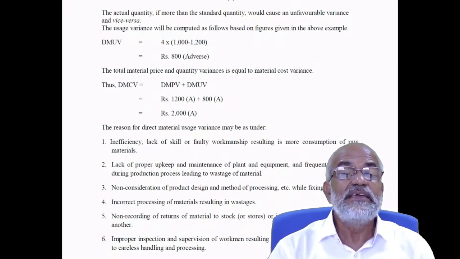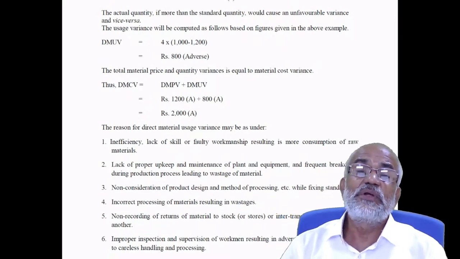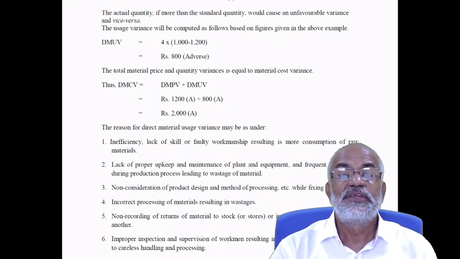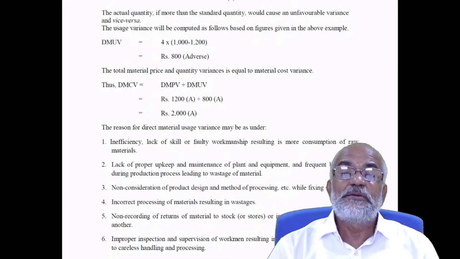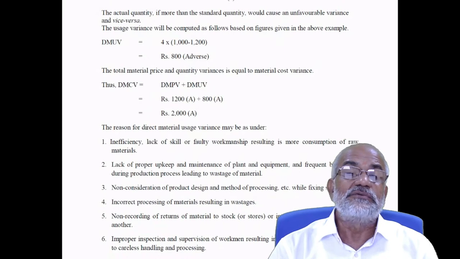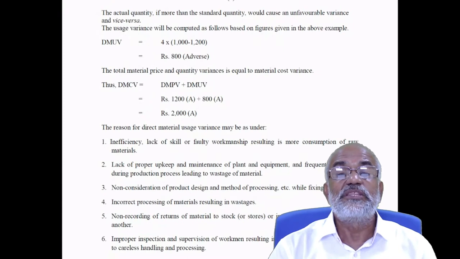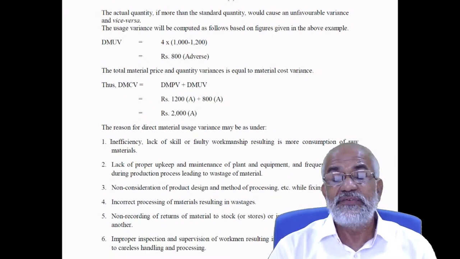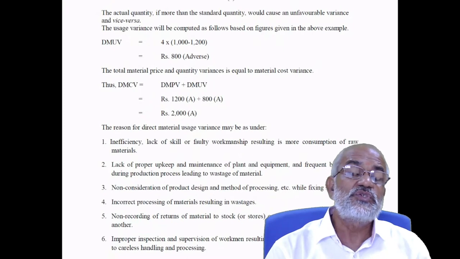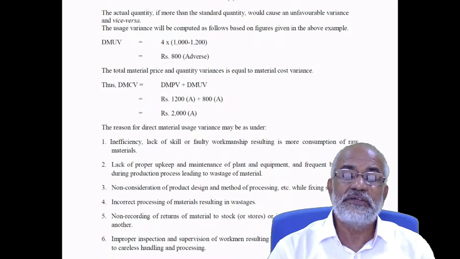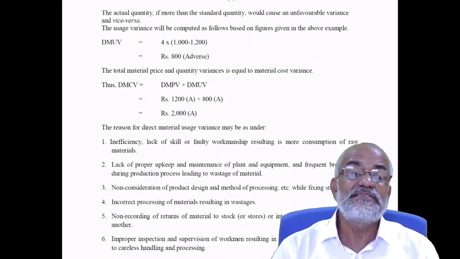The second reason may be lack of proper upkeep and maintenance of plant and equipment and frequent breakdown during the production process leading to wastage of materials. So obviously when the plant and machinery frequently breaks down, the production will definitely be hampered, and when the production is hampered, there will definitely be wastage of materials. So this would result in variation in direct material use that will definitely cause the direct material usage variance.